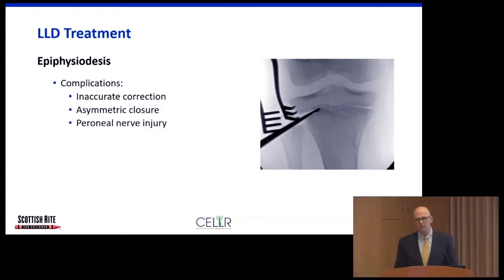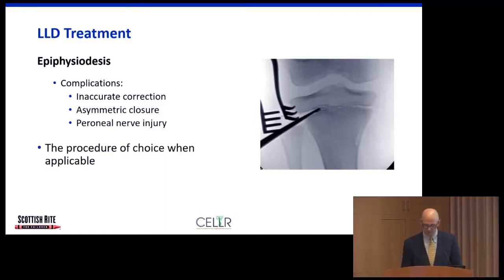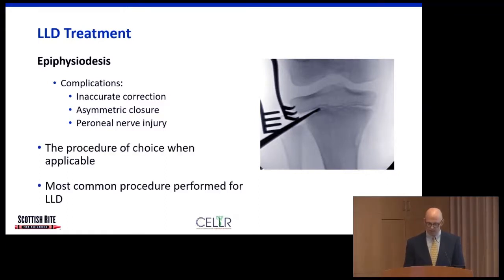Asymmetric closure happens in less than 5% of the patients, meaning that you go to slow the growth down and one side, for whatever reason, despite your best effort, doesn't stop growing and can make the leg grow crooked. But that's something that we follow very closely and jump on, and try to get before that creates a problem. It's the procedure of choice when applicable, and it is by far and away the most common procedure we do for limb length differences.